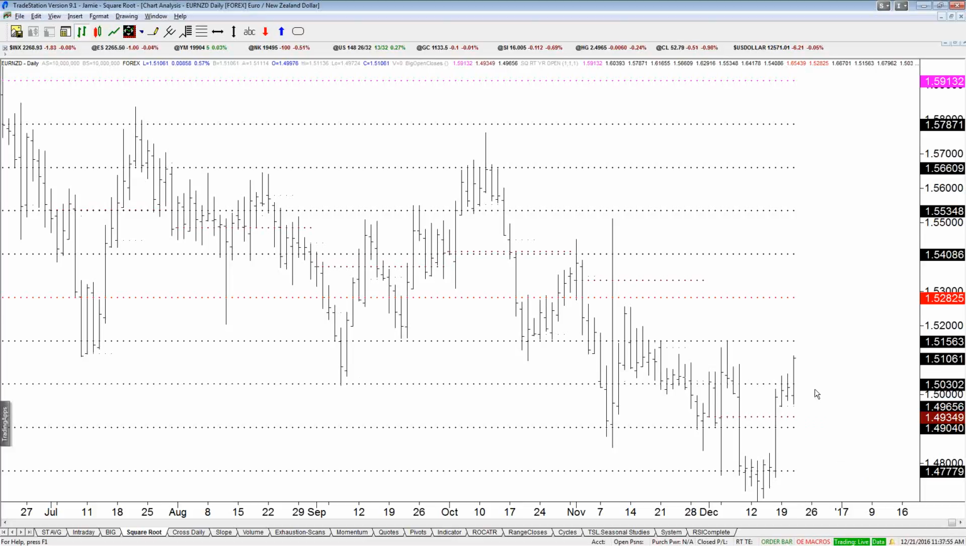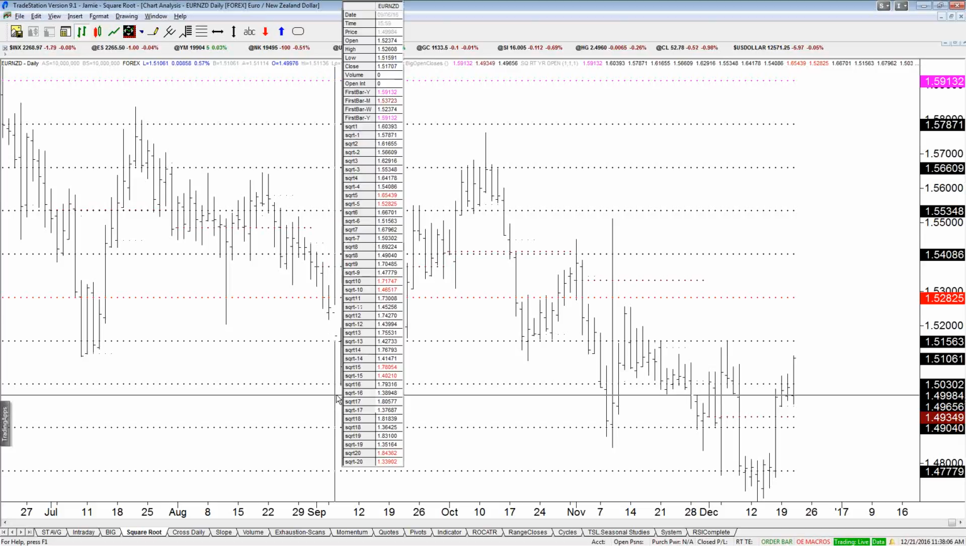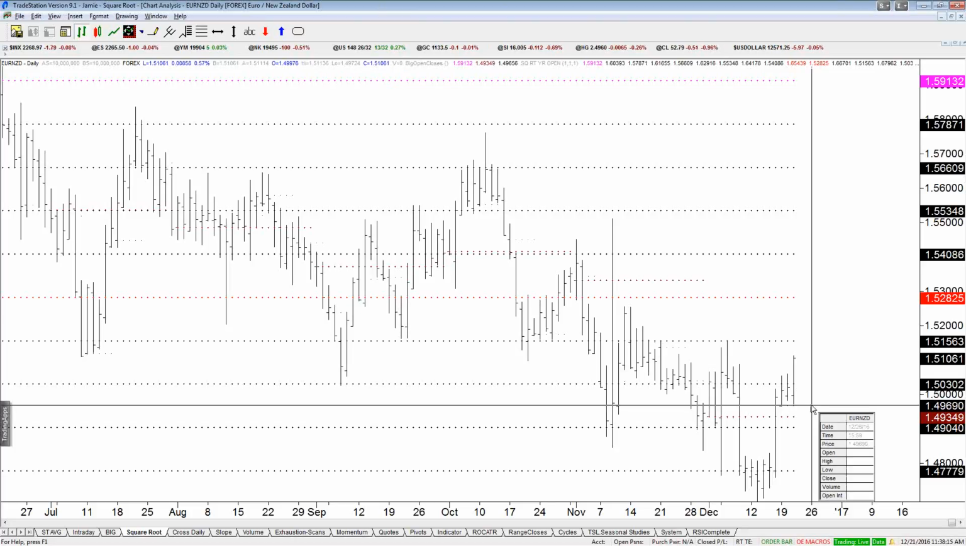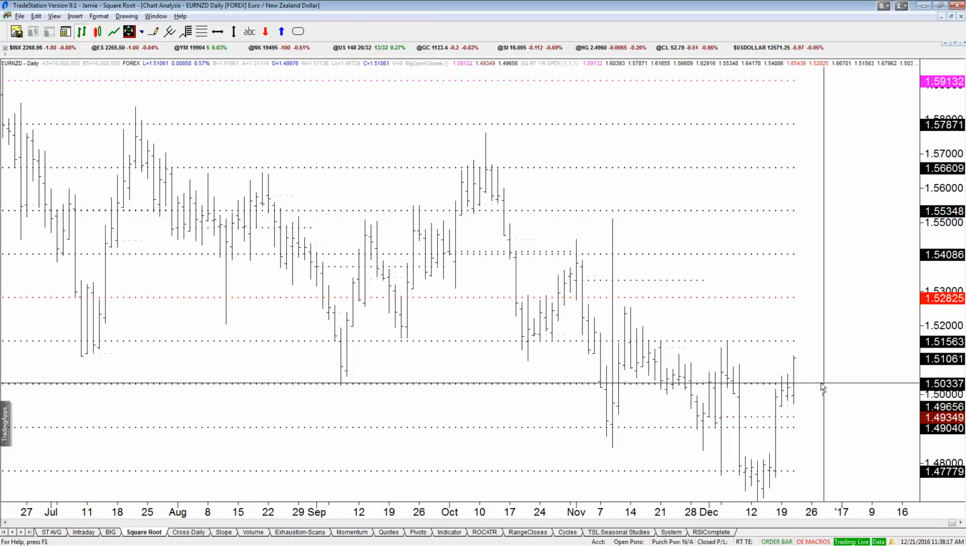and you might not get the pullback that you're expecting. So what you do now, this is how we can use the square root progressions to our advantage. 150.30 is a square root progression. In fact, it was the low back in September. We can look at that now as a support region. So that's something I would look at for support.